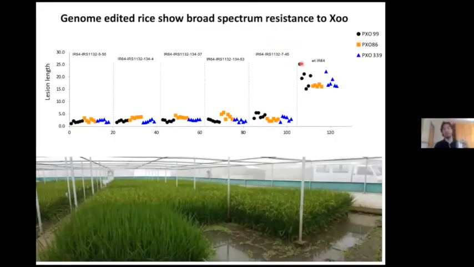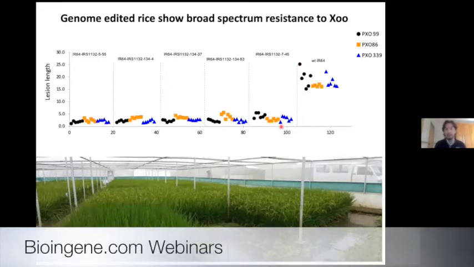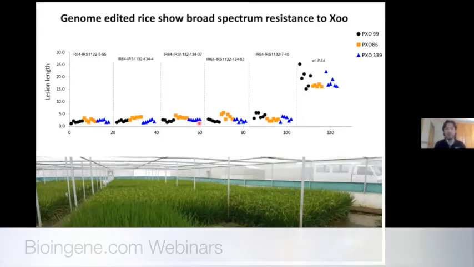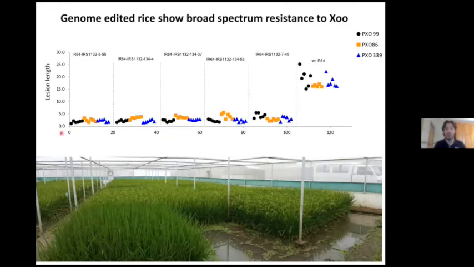So you can see the same here in the greenhouse experiment this time, where the infection is almost none in the genome edited lines compared to the wild type. Here are the plants in the greenhouse. You can see they are very nice and happy plants.